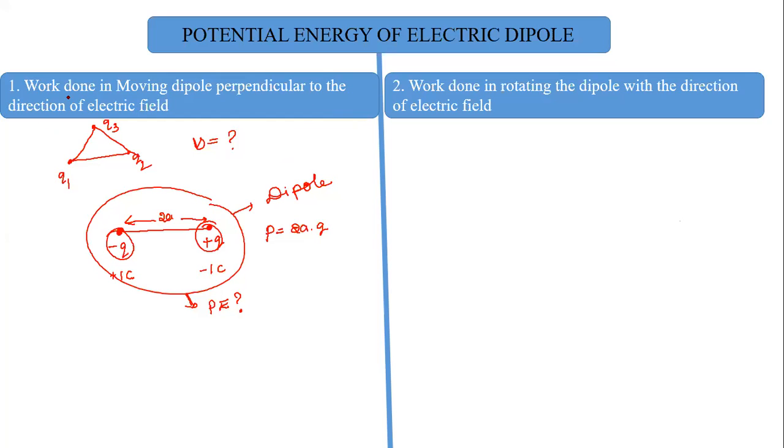Okay, what were we saying? Work done. First, work done in moving a dipole perpendicular to the direction of electric field. So there is a region, let us consider this as the electric field region. This indicates a uniform electric field region. Now, to find the potential energy, the definition of electric potential says that it is the work done in bringing a unit positive charge from infinity to the region of the electric field.